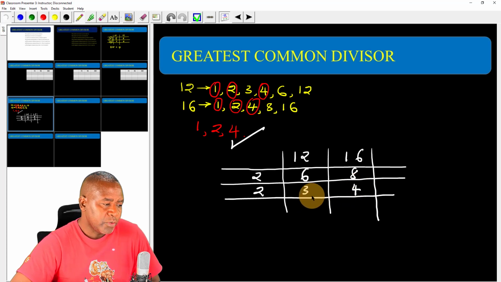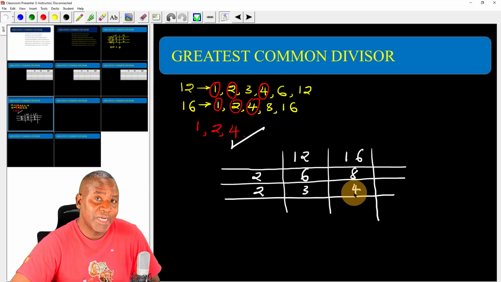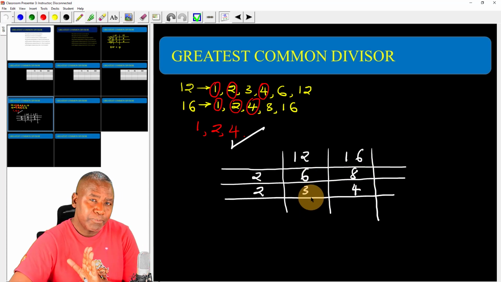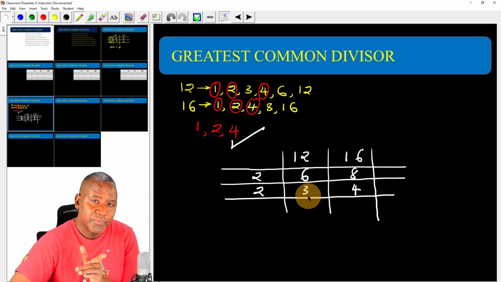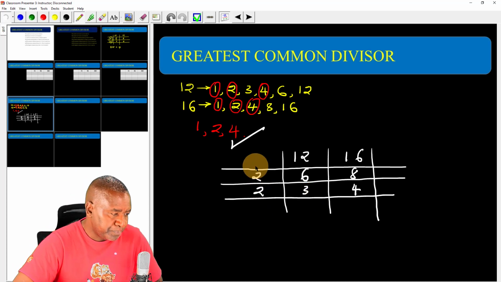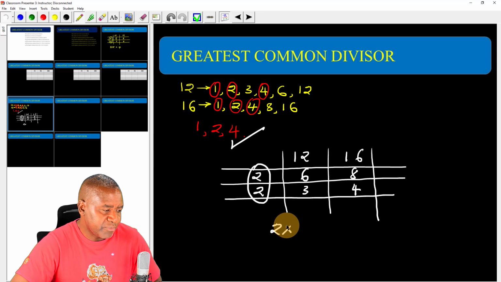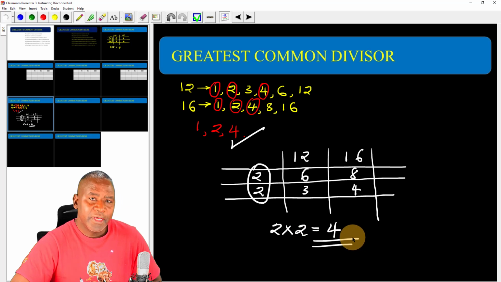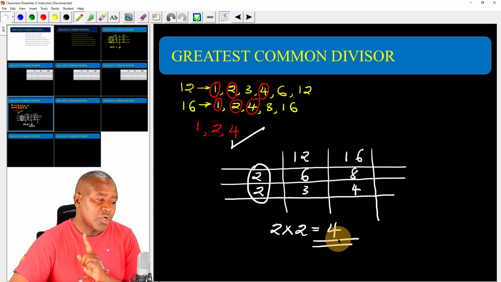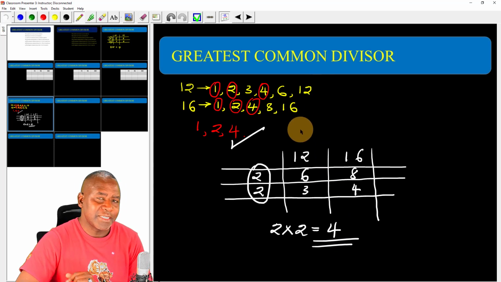Now, when I look at 3 and 4, there is no number which can divide both 3 and 4. It's not like 6 and 8, where 2 can divide both of them. At this point, I stop because there is no common number which can divide both of them. So I take these factors and multiply them together, and I get 4. And this happens to be the greatest common divisor of 12 and 16.